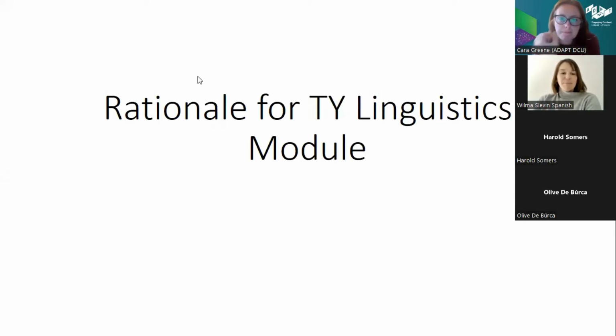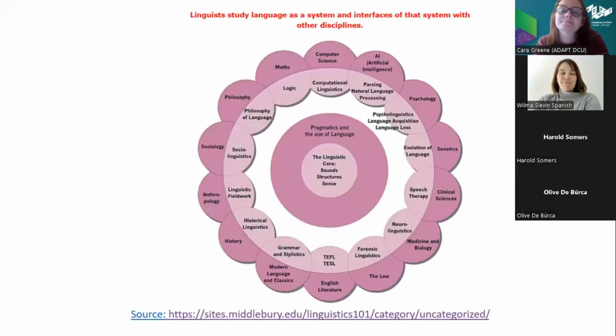If you look at the diagram that I put up here, you can see the variety of disciplines that are related to linguistics. We have the core properties of languages: the speech sounds and the rules and patterns between them, which we refer to as phonetics and phonology. We have the words and sentence structures, which we call morphology and syntax, and then we have the meaning, semantics. Those are really the core properties of language.